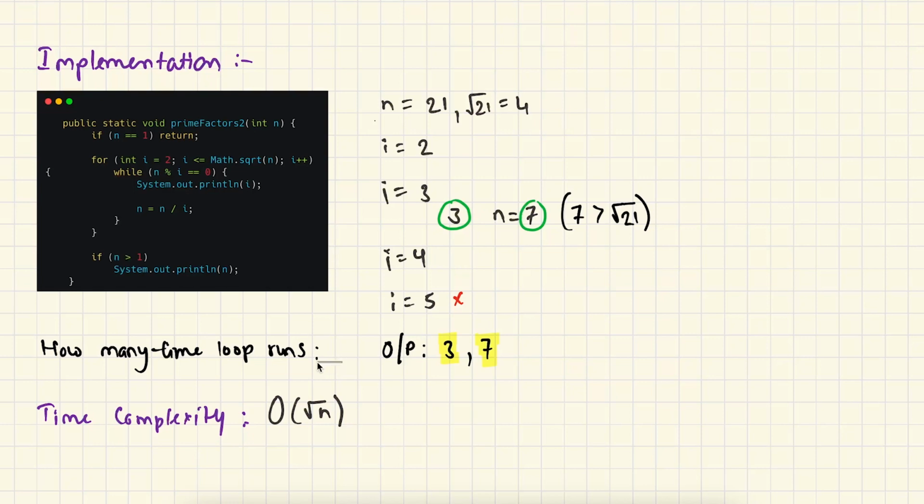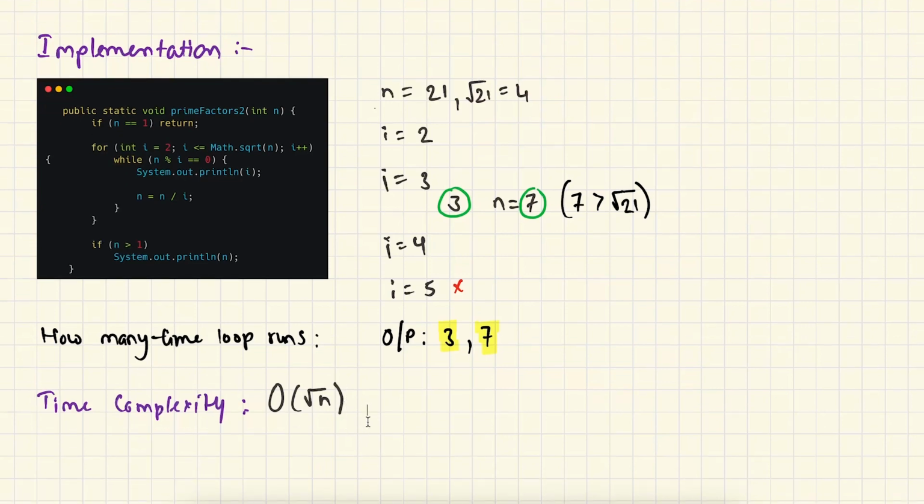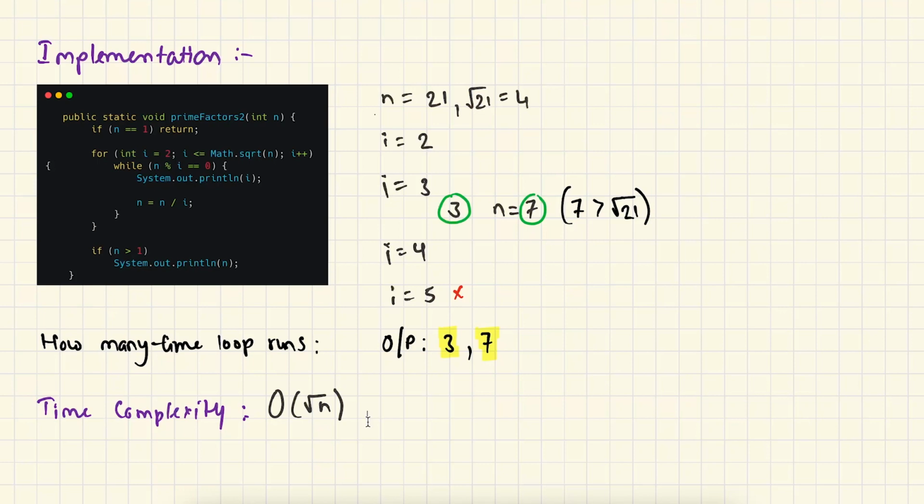So how many times does the loop run? Square root of n times. So simply, the time complexity of this function comes out to be an upper bound of square root of n, and that is big O of square root of n. Okay, so far so clear.